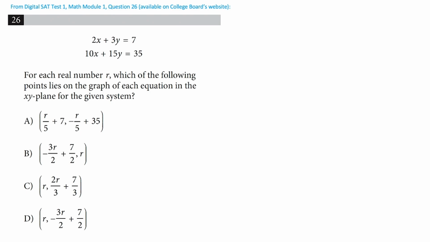Here we have a question from Digital SAT Test 1, Math Module 1, question 26, which you can get on College Board's website. We're given two linear equations, and we are asked about a point that lies on the graph of each equation. In other words, a fancy way to say a solution.